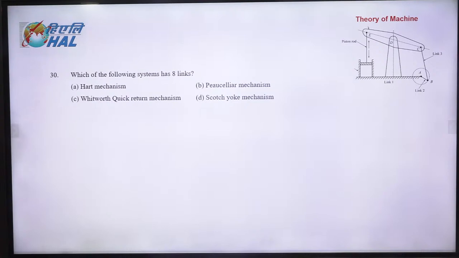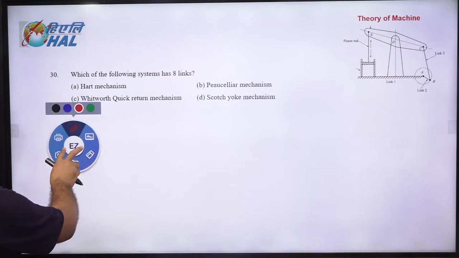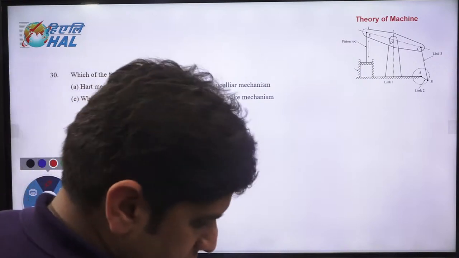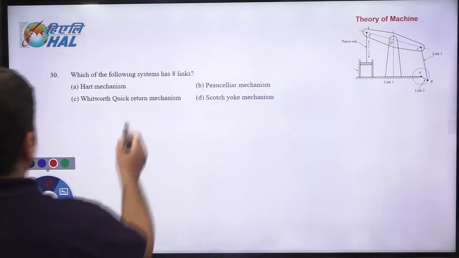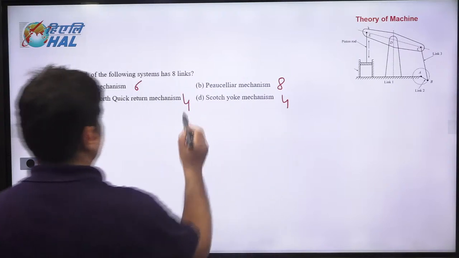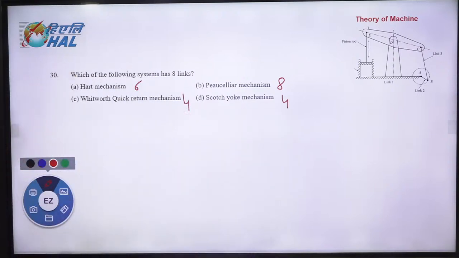Okay, now Hart mechanism and Pauselier mechanism. How many links are there in this? You have to remember this. Hart has 6, Pauselier has 8, this has 4, this has 4. You have to remember this. How many mechanisms are there?